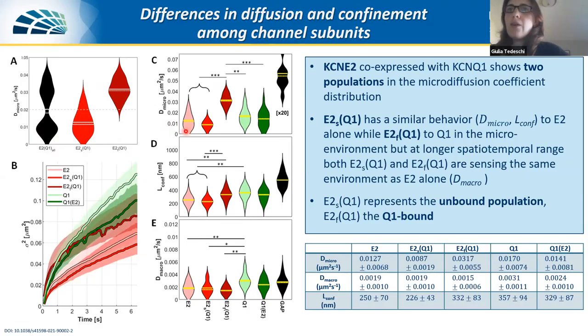As you can see from here, the E2 slow population has a similar behavior to E2 when transfected alone, if we're looking at the macro and the length of confinement. While if we're looking, for example, at the length of confinement, the E2 fast population was displaying a similar behavior to the Q1, or the Q1 when co-expressed with E2. So our conclusion was that the E2 fast population was probably the one binding with the Q1, while the E2 slow population represents the unbound population.